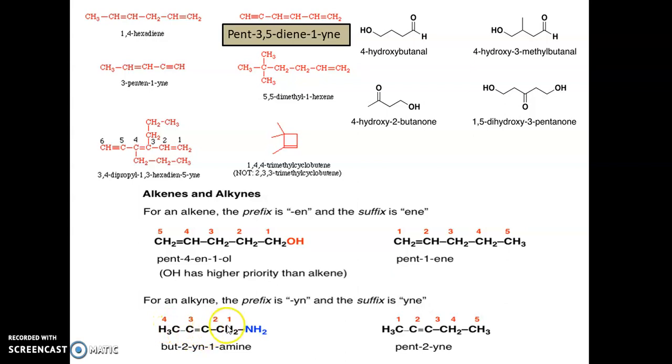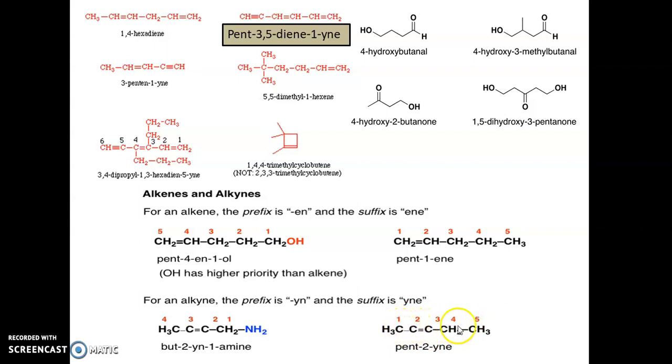Okay, now let's move on to the next one. CH3, C triple bond C, CH2, NH2. So NH2 will get the priority over this triple bond. So you have to start the numbering from this carbon atom: 1, 2, 3, 4. Then the second priority group, 2-yne, then the first priority group, 1-amine. NH2 is the amine group, so it is 2-yn-1-amine.